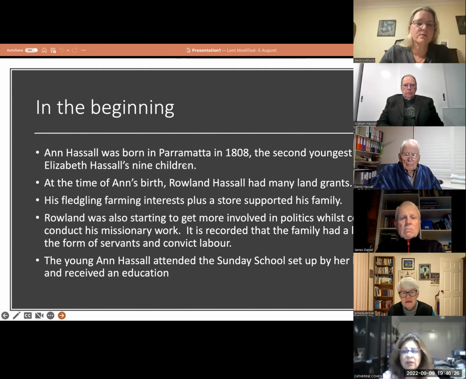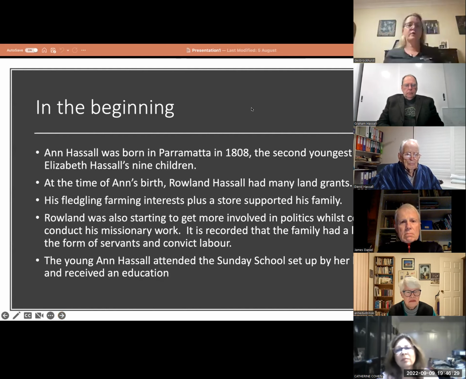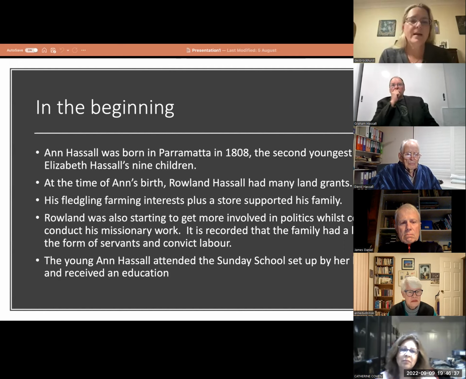Anne Hassall was born in that beautiful home in Parramatta in 1808, the second youngest of Roland and Elizabeth's nine children. At the time of Anne's birth, Roland Hassall had many land grants. He was pretty well known and established in the colony at this time and was a pretty well respected man. The whole family was pretty well respected, actually.